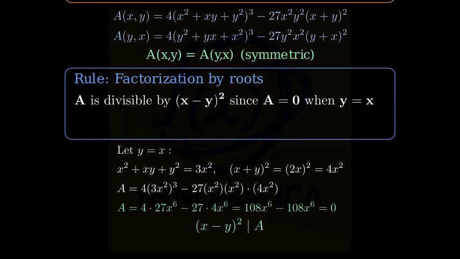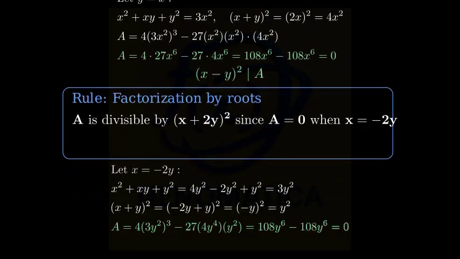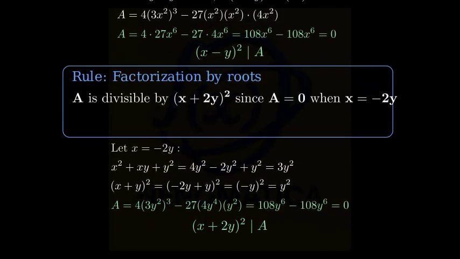Step 3. A second root line. If x equals negative 2y, plug in and check. Then x squared plus xy plus y squared becomes 3y squared, and x plus y becomes negative y, so the square is y squared. We get 4 times 27y to the 6th minus 27 times 4y to the 6th, which is 0. Therefore, the expression is divisible by the square of x + 2y.